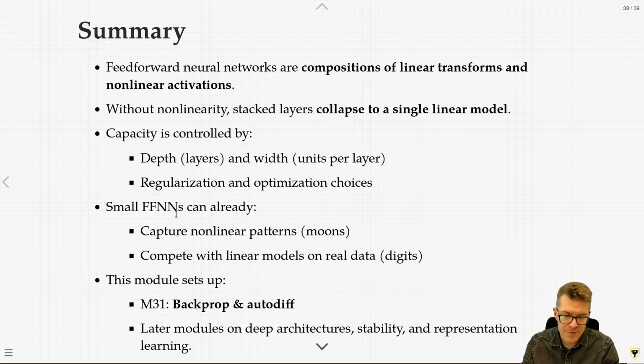Small feedforward neural networks can already learn nonlinear patterns like the moons. They can compete with linear models on real data. So we're doing a good job. If we take ourselves back to the early 2010s, neural networks don't necessarily seem at this point much better than logistic regression or support vector machines, but things will soon change as we go into deeper and deeper modules. We're going to see backpropagation pretty soon, and we're going to get deeper into neural networks and their various challenges soon enough.